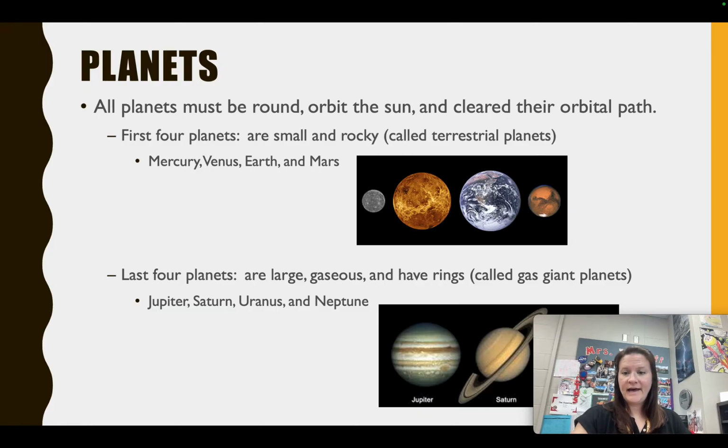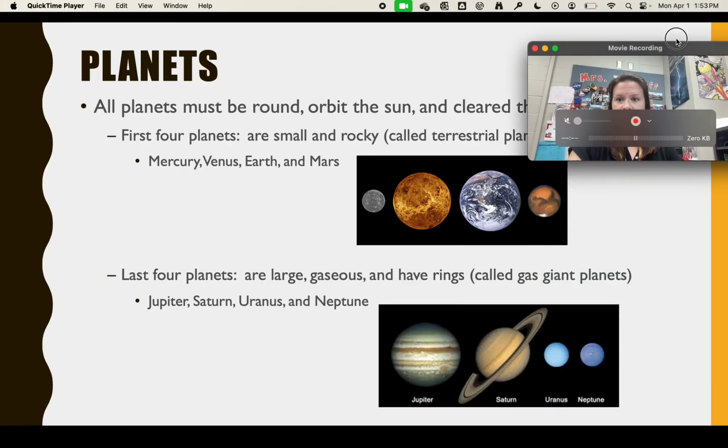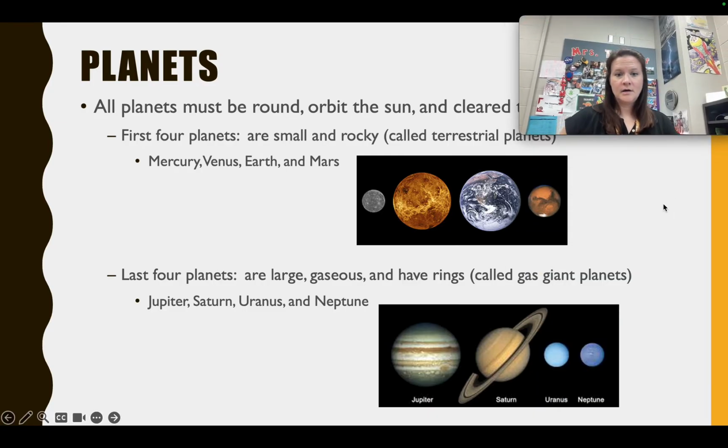And then the last 4, the other family, are the gas giants, which means that they are all very large in size, even though the pictures here do not match up. They are made of gases, so they're gaseous, and they all have rings. Yes, they all do. I know Saturn is the one with the noticeable rings, but all 4 of them have rings.